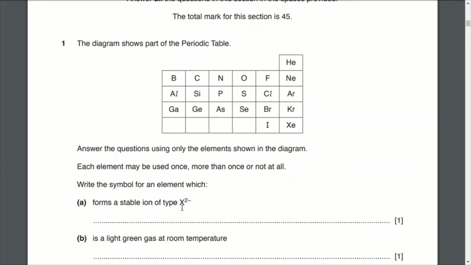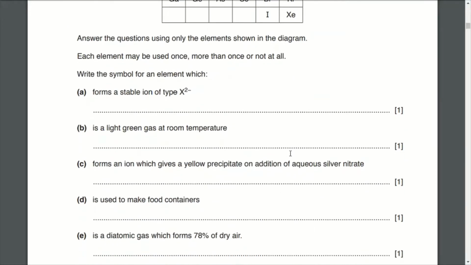Alright, so coming to part B, it is a light green gas at room temperature. Light green gas usually means it is chlorine. It is not usually, but it is chlorine. A mistake that students usually make is to write Cl2, which is incorrect. You're supposed to look at the periodic table and write it as it is, because the question itself says, answer the questions using only the elements shown in the diagram. That means you can neither bring new elements nor use anything other than the elements themselves. Alright. Part C, forms an ion which gives a yellow precipitate on addition of aqueous silver nitrate.